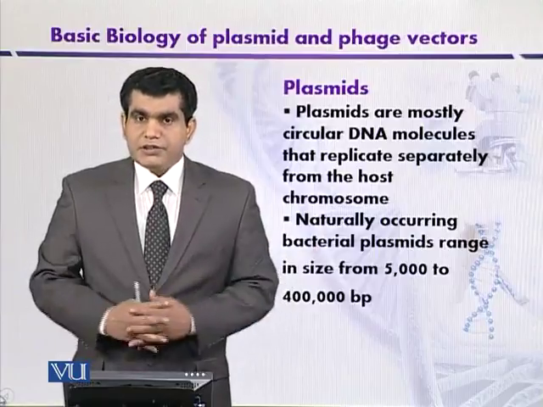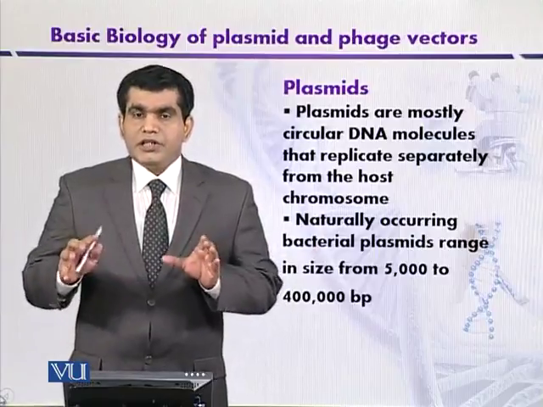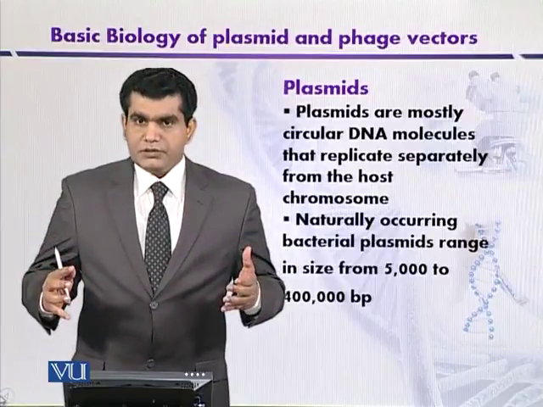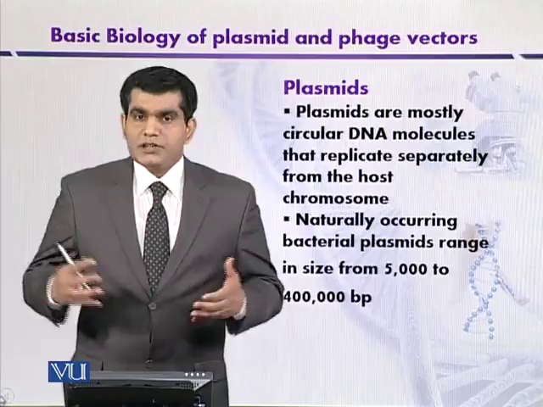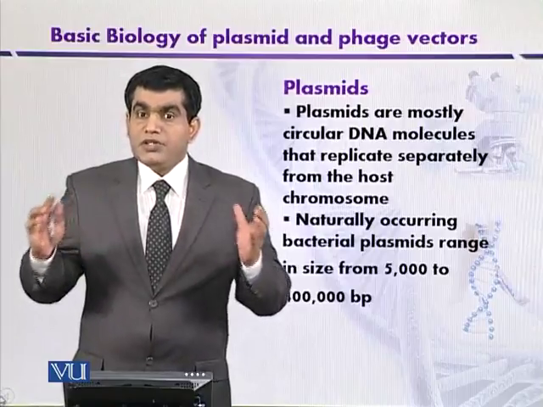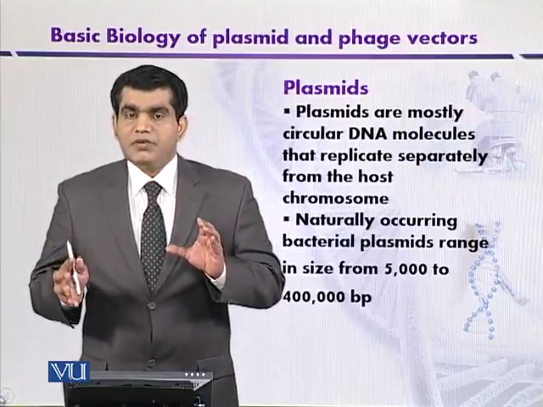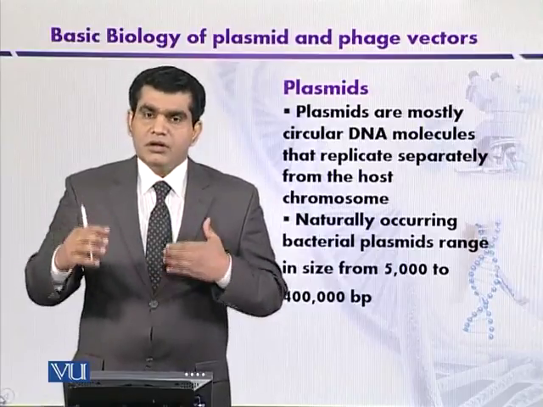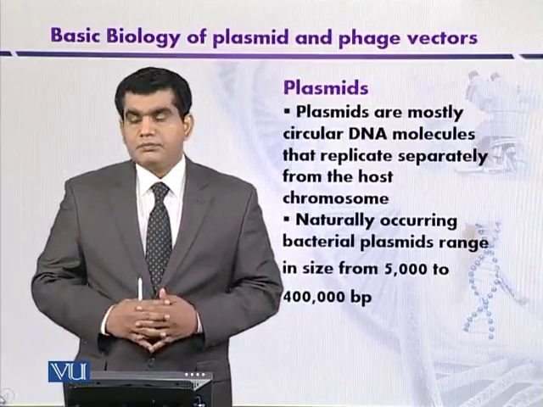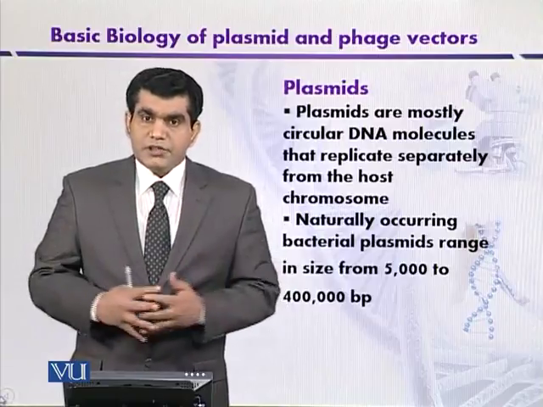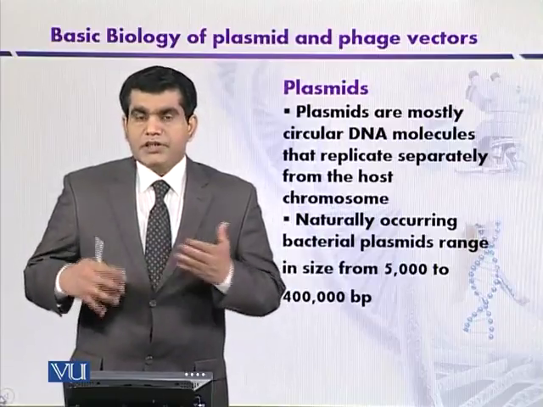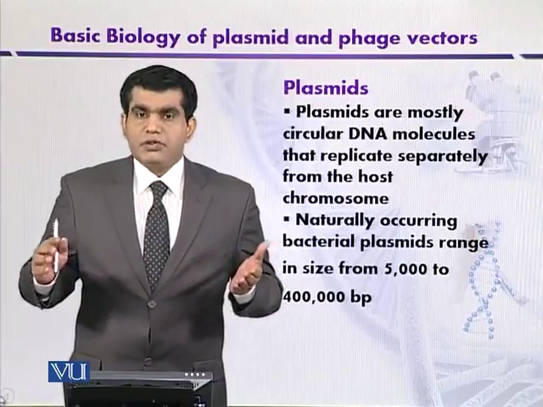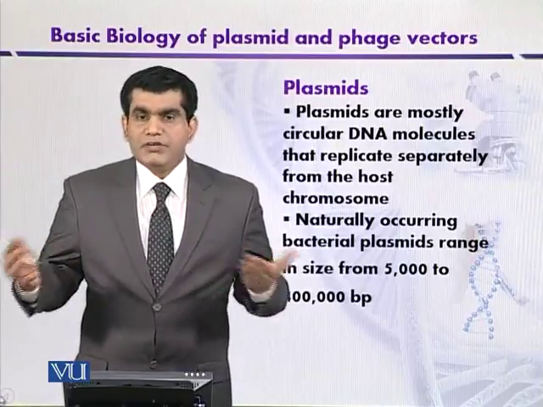Then some plasmids that contain the cohesive sites of the phage vectors have also been developed. Those plasmids that contain cohesive sites, which are necessary for phage particle packaging, are called cosmids. These cosmids can transfer target DNA having a size of 34 kilobases to 47 kilobases.